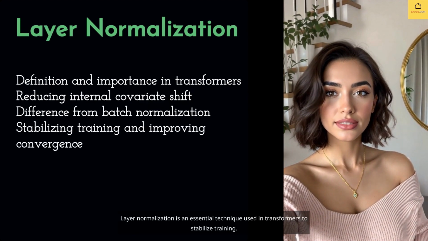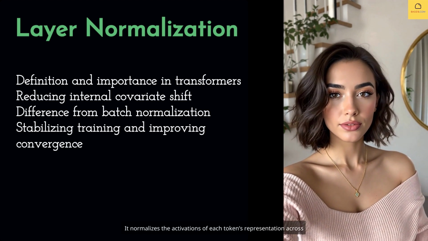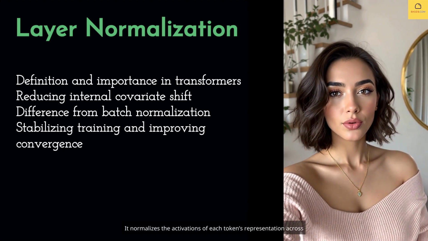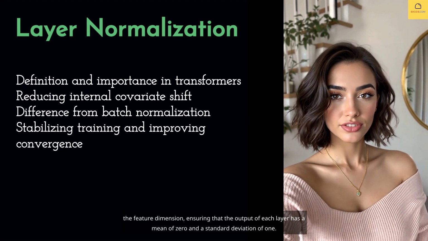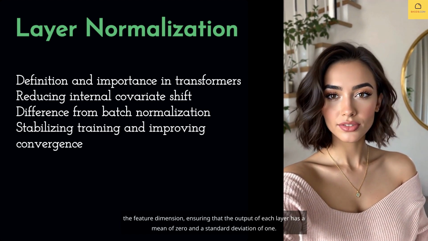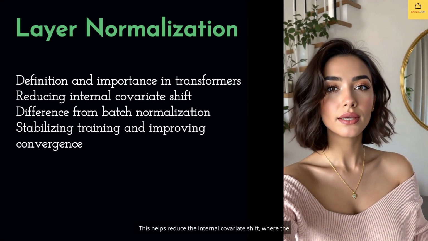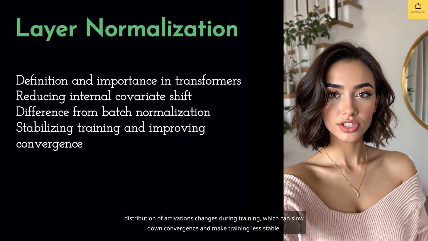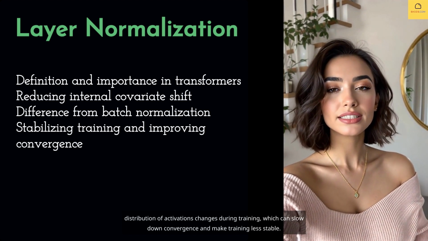Layer normalization is an essential technique used in transformers to stabilize training. It normalizes the activations of each token's representation across the feature dimension, ensuring that the output of each layer has a mean of 0 and a standard deviation of 1. This helps reduce the internal covariate shift, where the distribution of activations changes during training, which can slow down convergence and make training less stable.